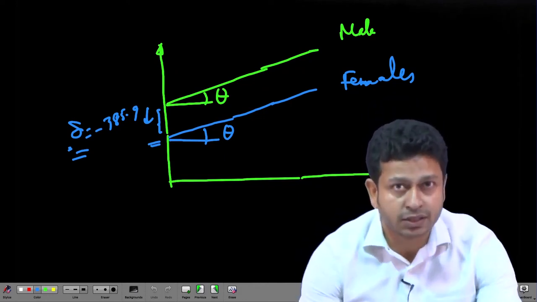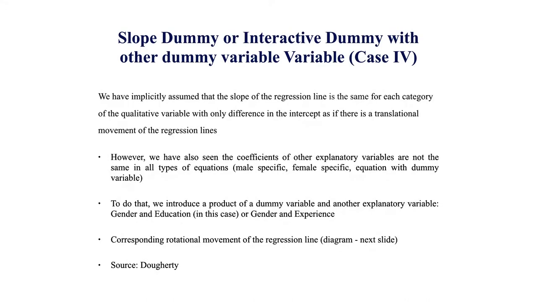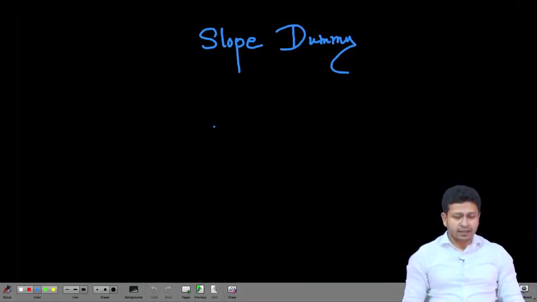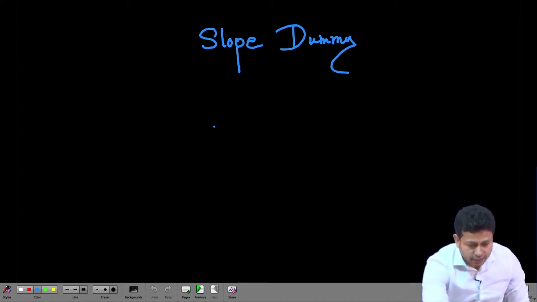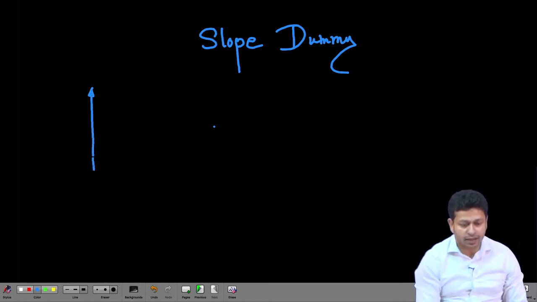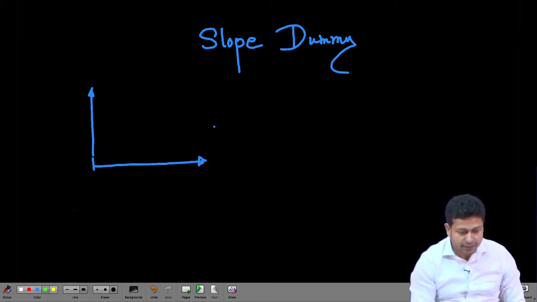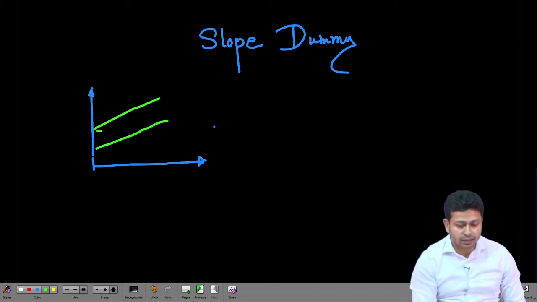All right, and let me show you how it looks if I use a slope dummy. There are different types of slope dummy we can have, so let me draw different cases here. In the first case, let's say I do not have any slope dummy, only intercept dummy. This is the same equation like we had previously. The two lines are parallel, the slope is basically the same for both lines, and the only difference is the intercept delta.